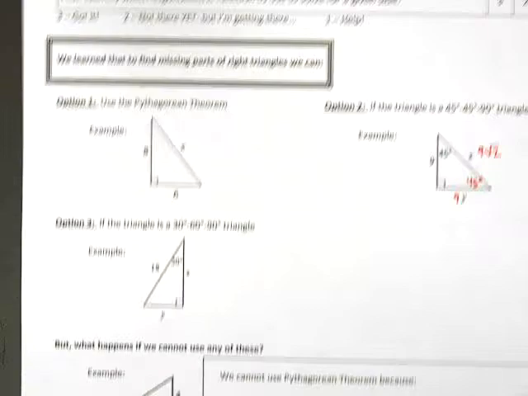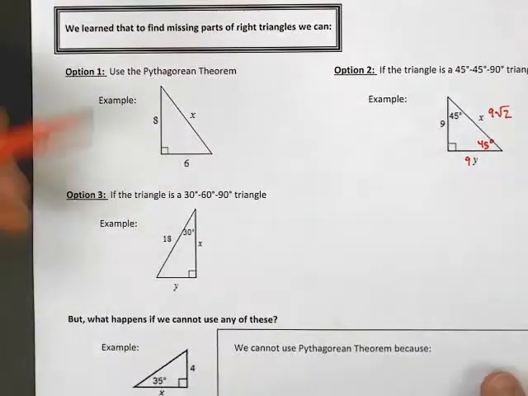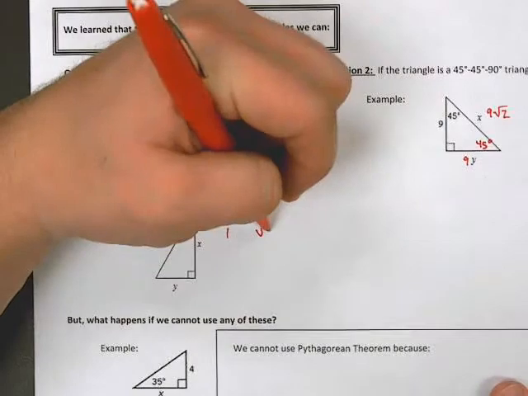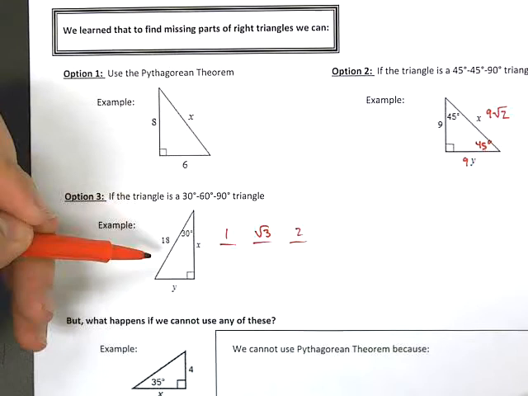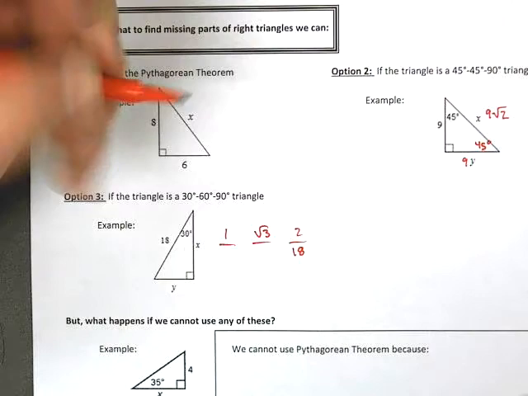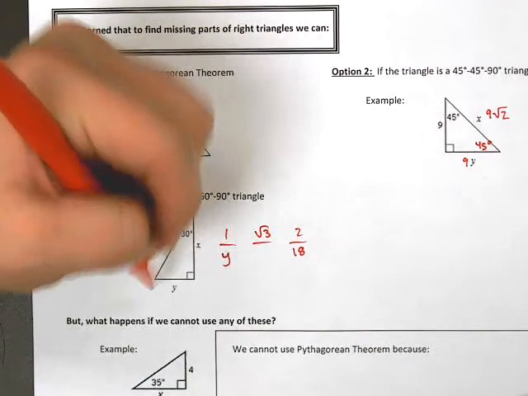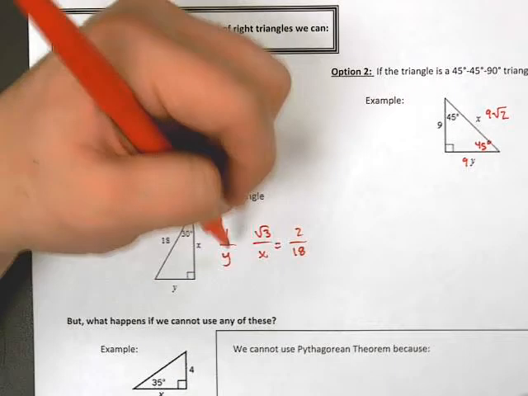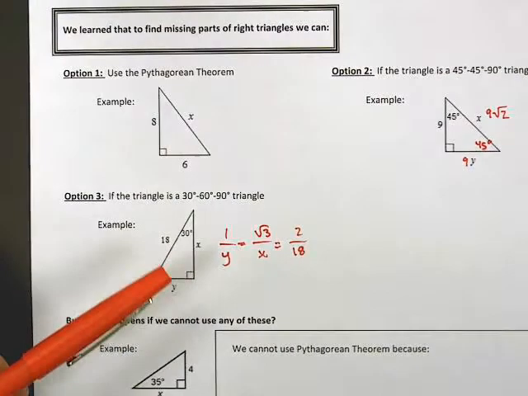I mean, kind of the same thing in number 3, a little different, because I'd have to use the 1, square root 3, 2 method. But if 18 is the hypotenuse, then I can put 18 here, and y is across from the 30, and x is across from the 60, right? So I could solve for y and x just by using my proportions.